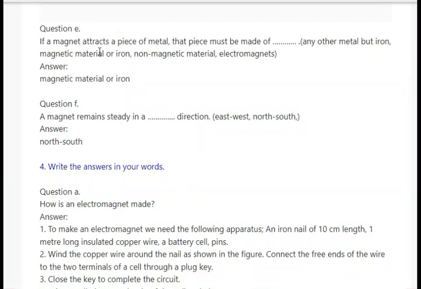Question A. If a magnet attracts a piece of metal, that piece must be made up of magnetic material or iron. A magnet remains steady in the north-south direction. The answer is north-south.